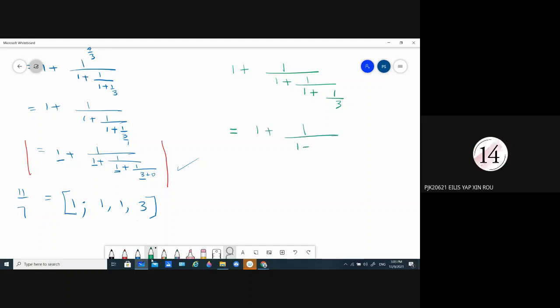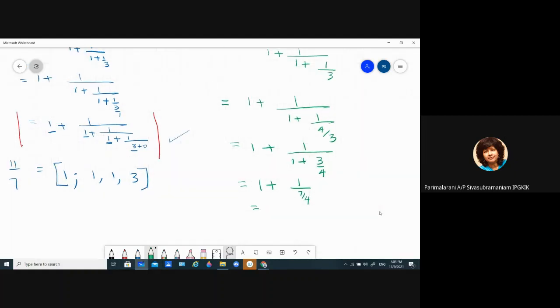So this is 1 plus 1 over 4 over 3. So what is 1 over 4 over 3? 1 over 4 over 3 is also equal to 3 over 4. Okay, so what is 1 plus 3 over 4? 1 plus 3 over 4 is 4 plus 3, 7 over 4, correct? So 1 over 7 over 4. 1 over 7 over 4 is 4 over 7. So what is 1 plus 4 over 7?